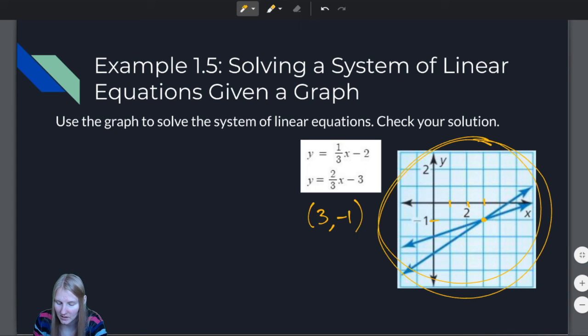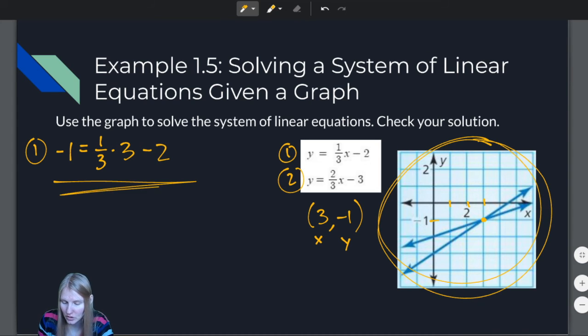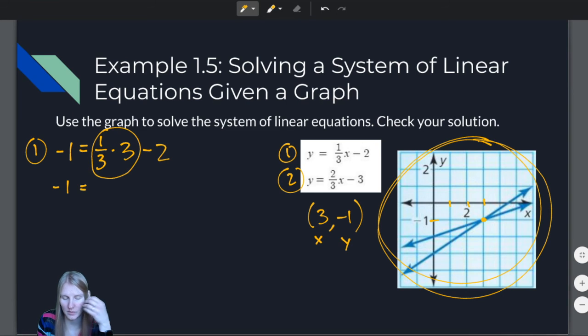So we're going to plug in 3 for x and -1 for y into both of our equations. So first, equation number 1: -1 = 1/3 x - 2. I just replaced x and y with 3 and -1. So we have -1 = 1/3 times 3. Remember, I can put a 1 under the 3 and multiply across, so I get 3/3. Oh, that's just 1. So we get 1 - 2.